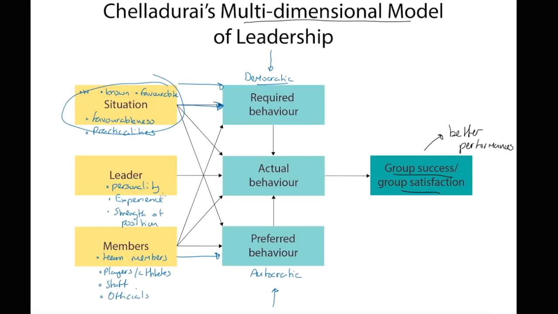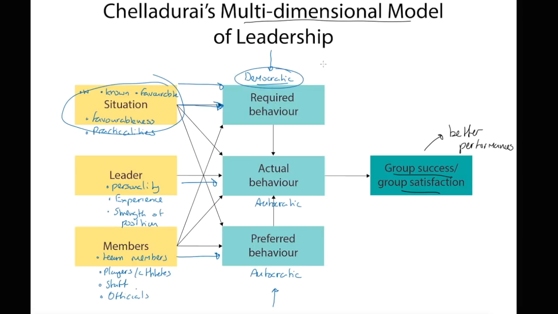So let's assume for a second that the leader is more of a task-oriented kind of person. That's their personality. Their experience has been in that realm. That's what they've tended to do. And the strength of their position is really strong. So we're saying that their actual behaviour is probably going to be autocratic, which suits the members, but perhaps the situation requires democracy.